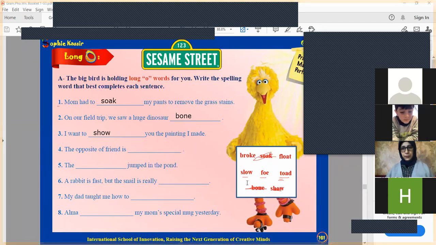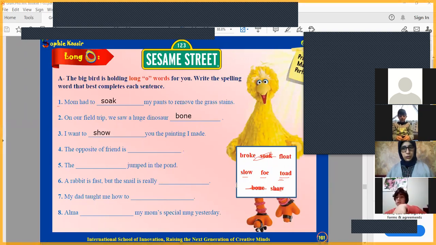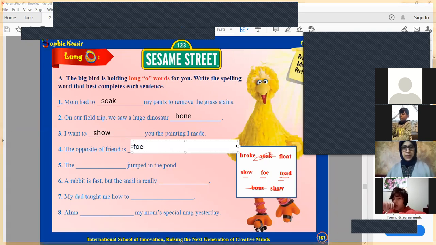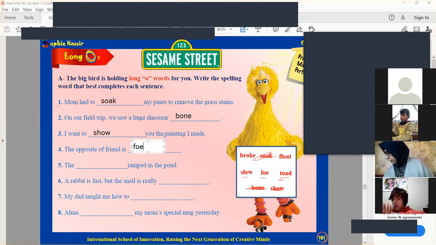Teacher, I know. No, don't unmute. Yusuf, is it slow or fall or toad? Fall. I didn't hear you. Read again. Toad. Say again. Toad. Toad is a frog. The opposite of a friend is a frog. No. Which word? Foe. Yes. If someone is not your friend, it means he is your foe. Okay, thank you, Yusuf.